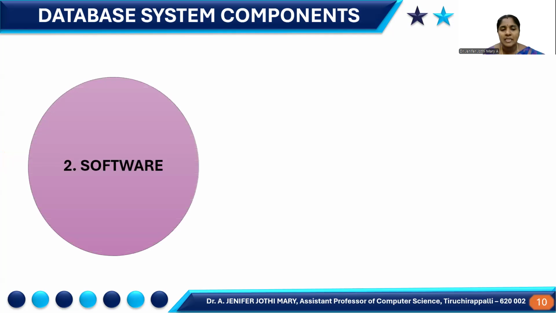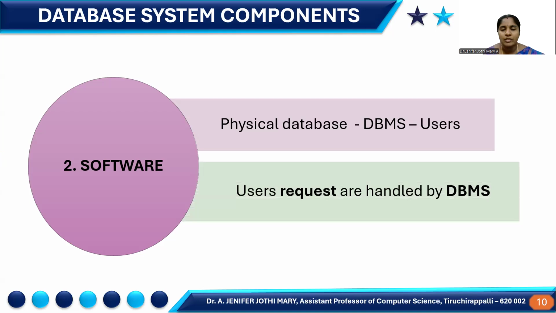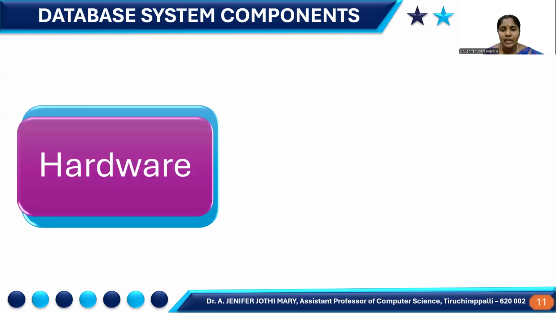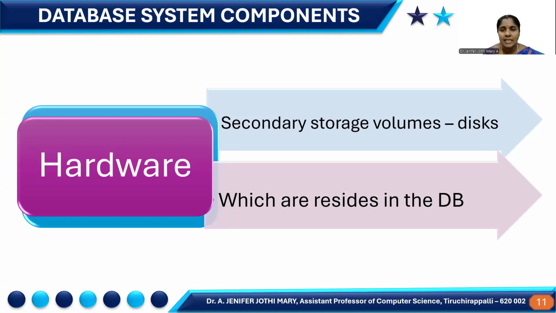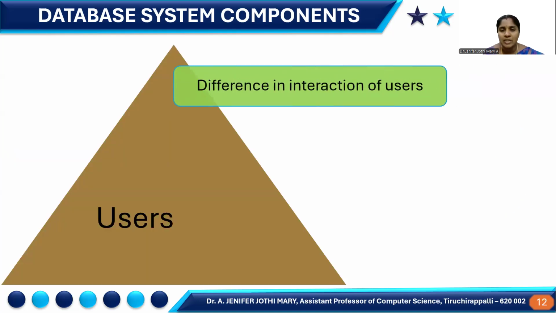The second component is software. The database management system lies between the physical database and users. Here, user requests are handled by the database system. The third component is hardware. Hardware in terms of physical storage, where it comes with secondary storage volumes such as disks, which reside in the database. At last, the component is users.